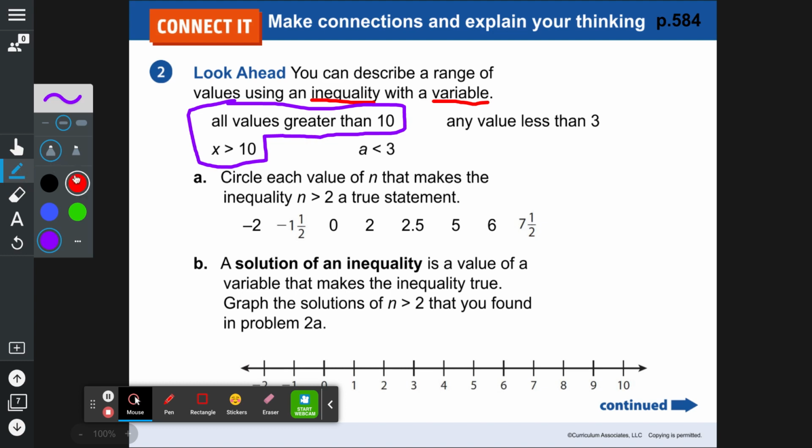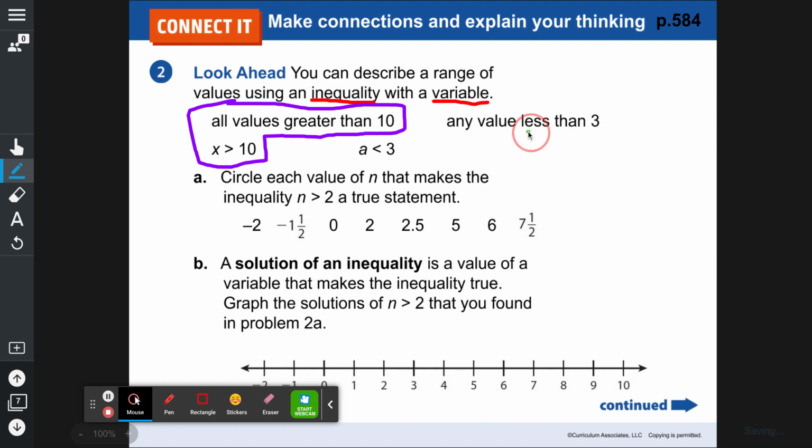Okay, so with that being said, any value less than 3, and we just use x as an example, it could be any letter. Any number or any value less than 3 could be represented by A, or it could be B is less than 3.